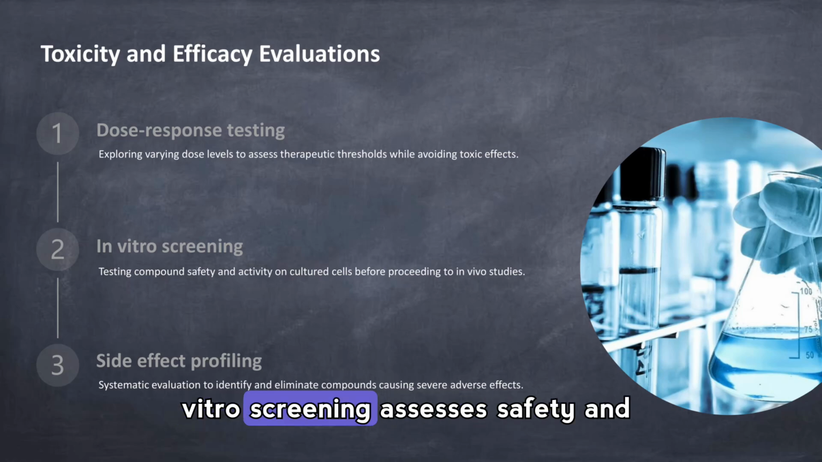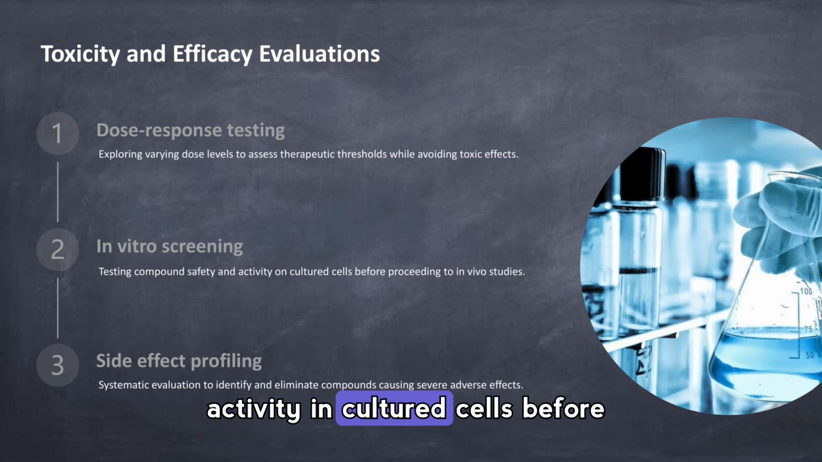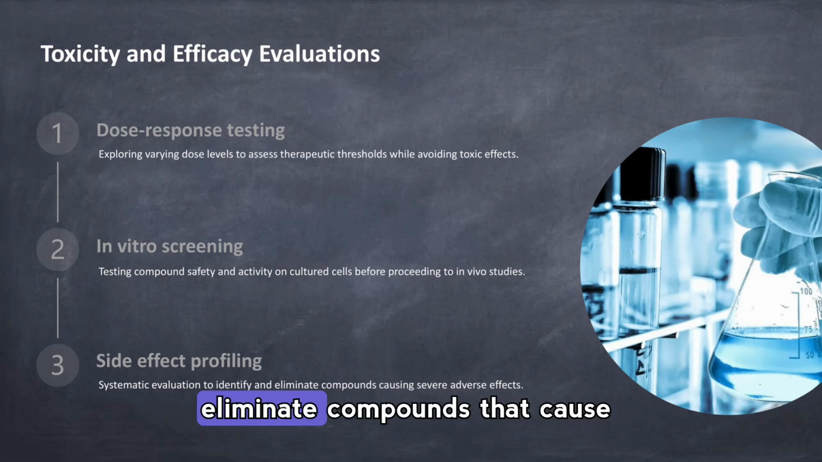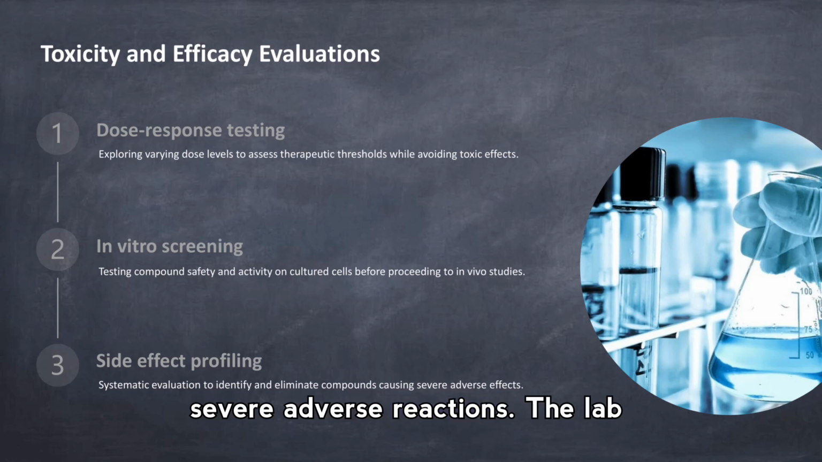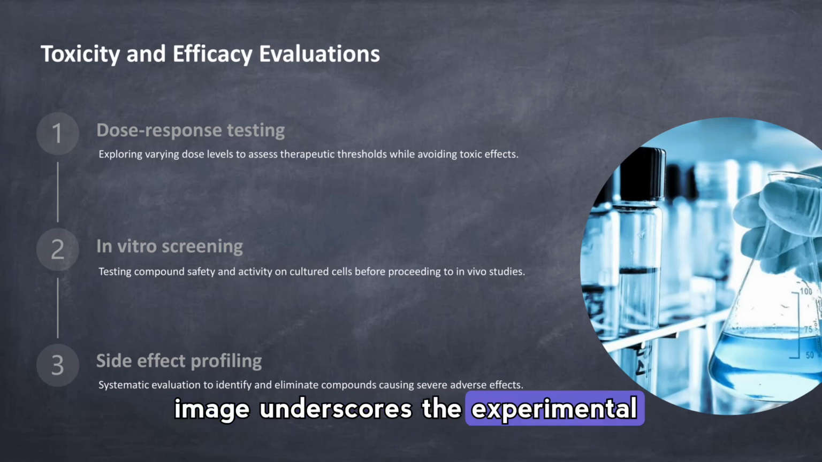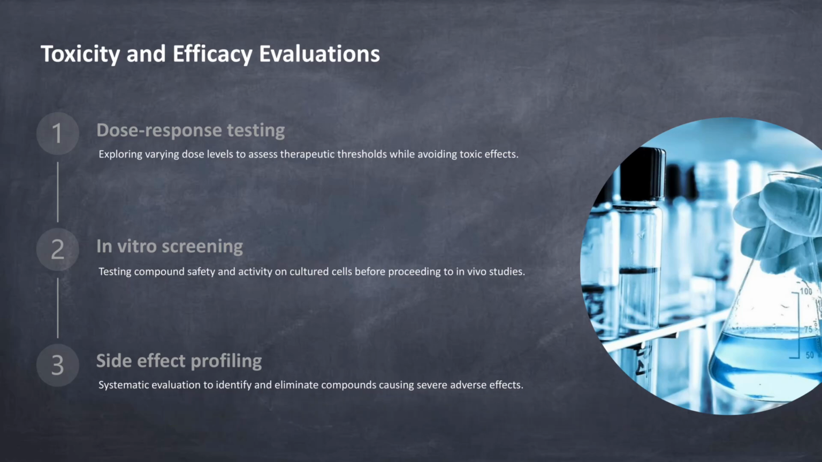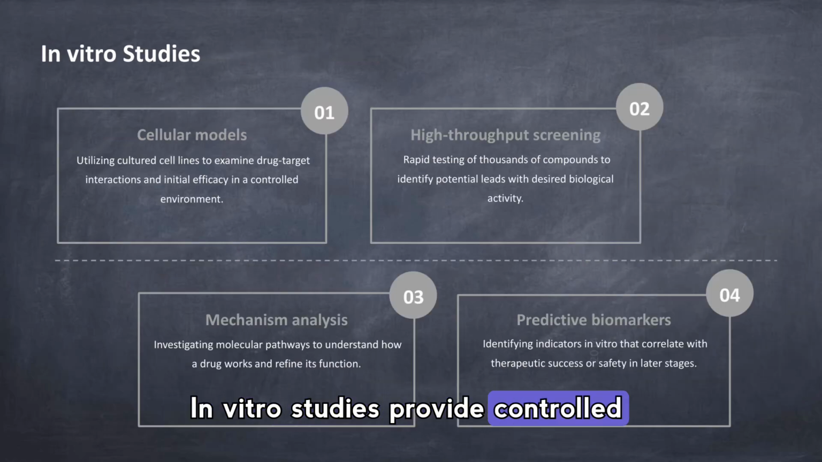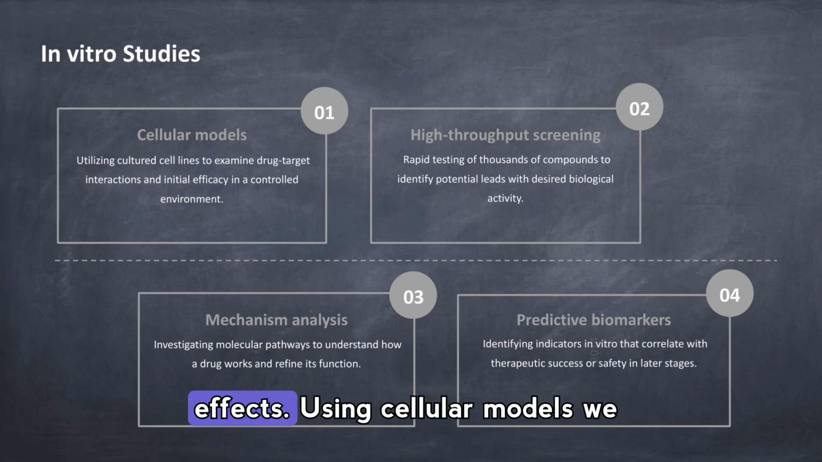In vitro screening assesses safety and activity in cultured cells before animal studies, and side effect profiling aims to identify and eliminate compounds that cause severe adverse reactions. The lab image underscores the experimental work behind these safety checks. In vitro studies provide controlled environments to examine drug effects.